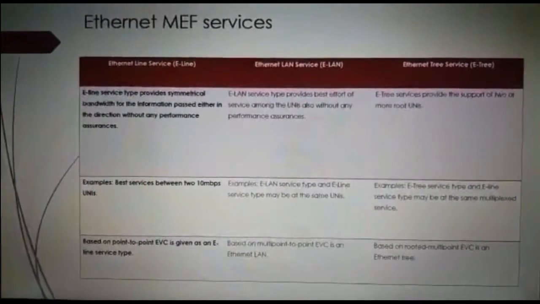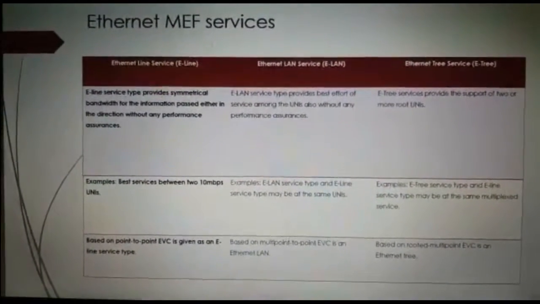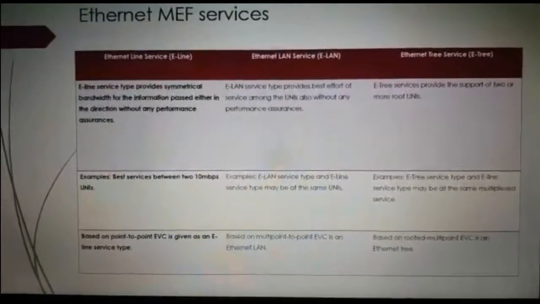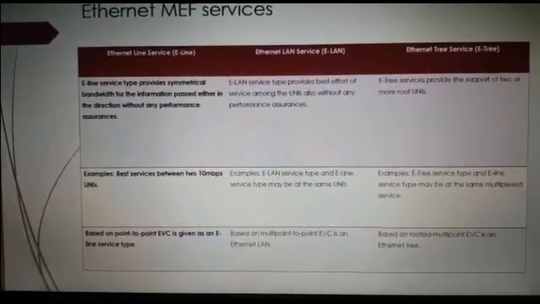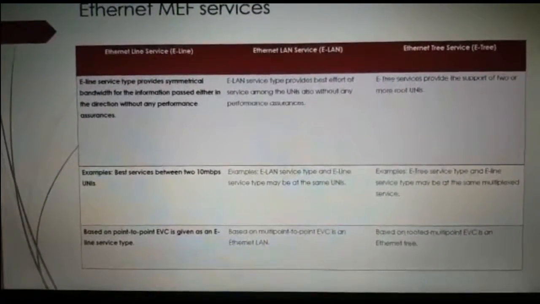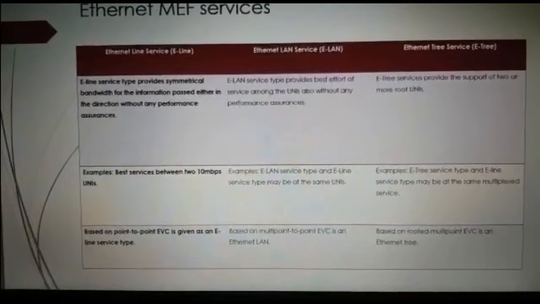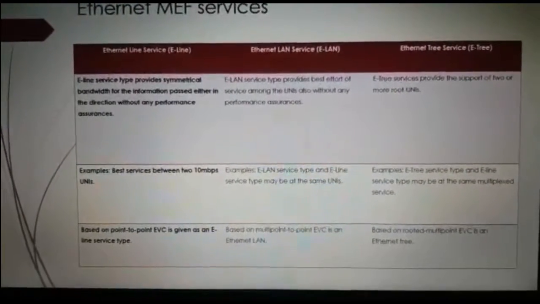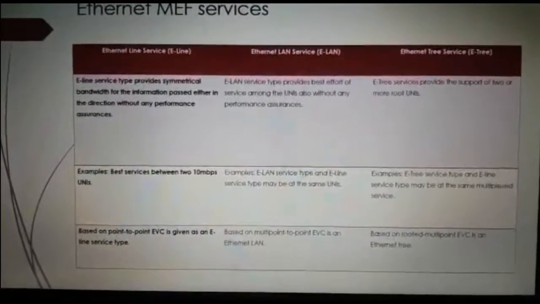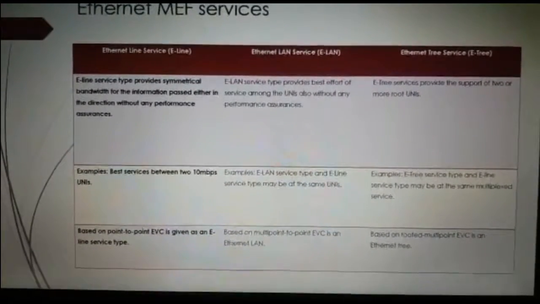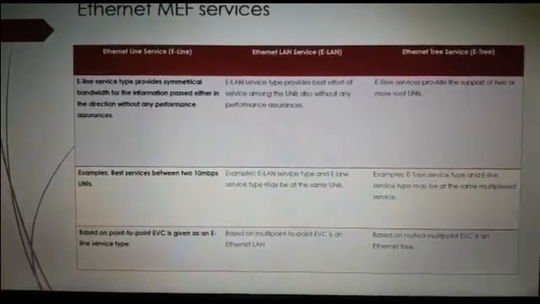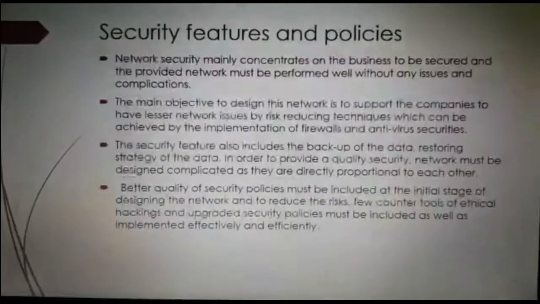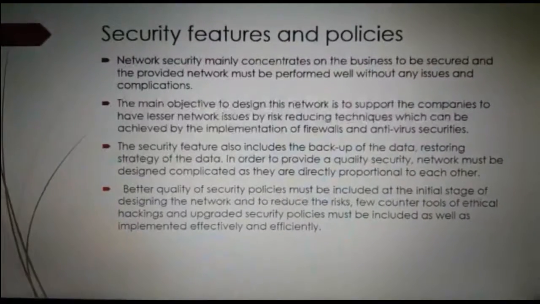When discussing Ethernet MEF services, we can include the E-Line, E-LAN and E-Tree protocols. The E-Line service type provides symmetrical bandwidth, the E-LAN service type provides best effort service, while the E-Tree service provides support for 2 or more routes of UNIs. The best example can be given like the best services between the 10 Mbps E-Line can be used, and the security features and policies.